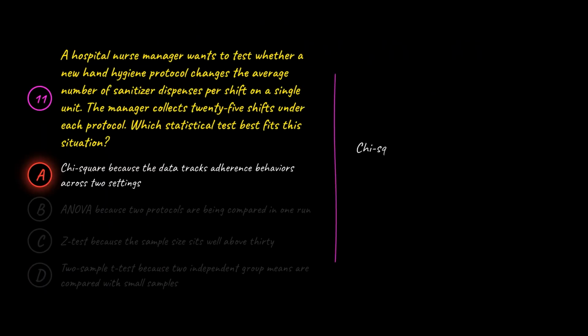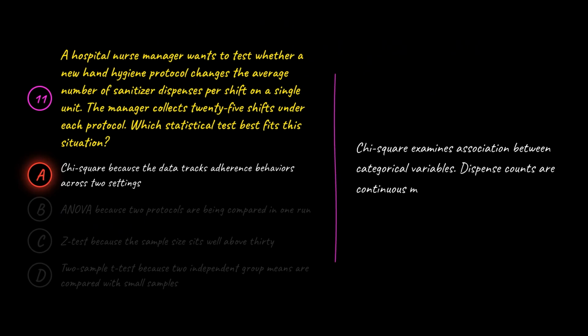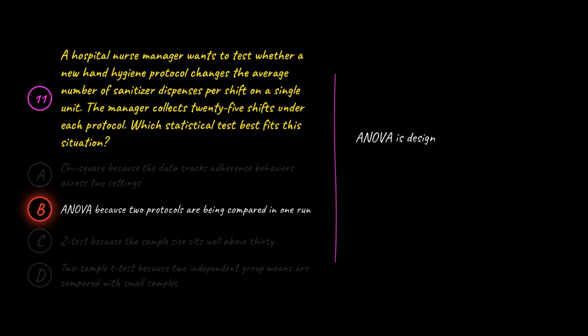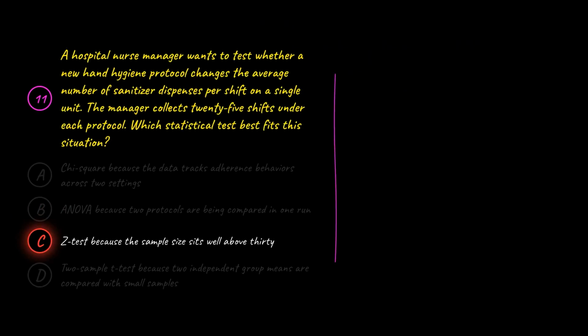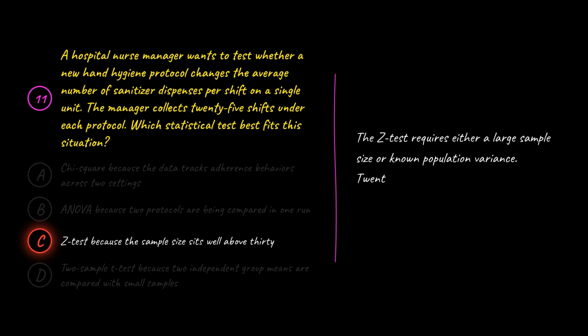A is wrong because chi-square examines association between categorical variables. Dispense counts are continuous measurements, not categories. B is wrong because ANOVA is designed for 3 or more groups. With only 2 protocols, a t-test is the simpler and more appropriate choice. C is wrong because the z-test requires either a large sample size or known population variance. 25 shifts per group is too small to justify z-test assumptions.